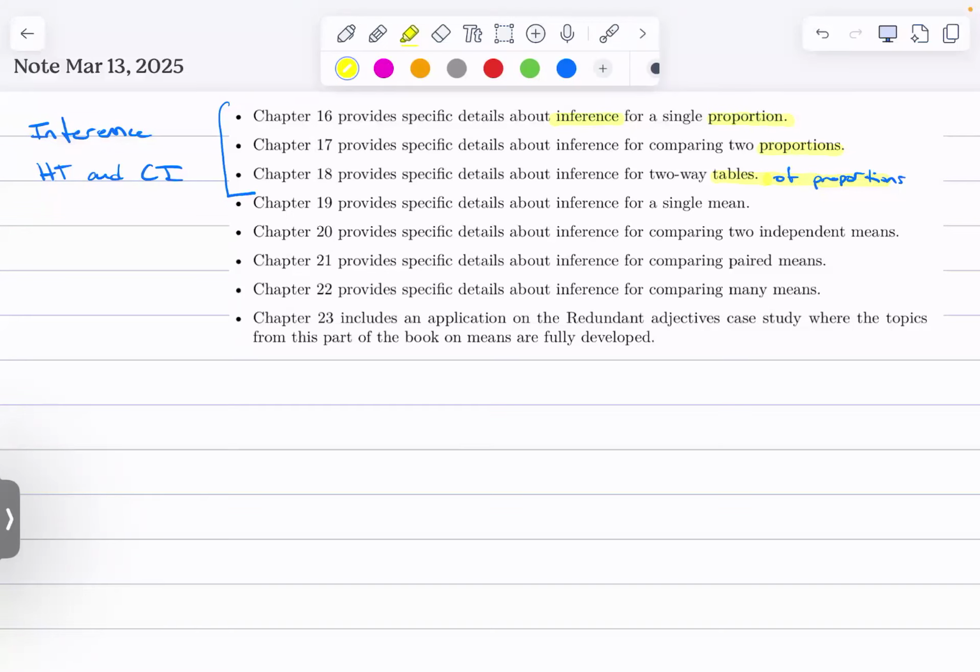And so inference, right? For one proportion, we're going to introduce that today. Okay. And then we compare 2 proportions the following day, which is, I guess, Tuesday. And then two-way tables, Thursday. And then quiz 4 the following Tuesday.